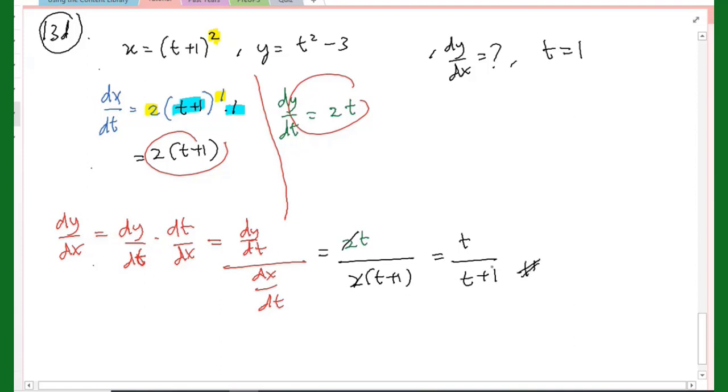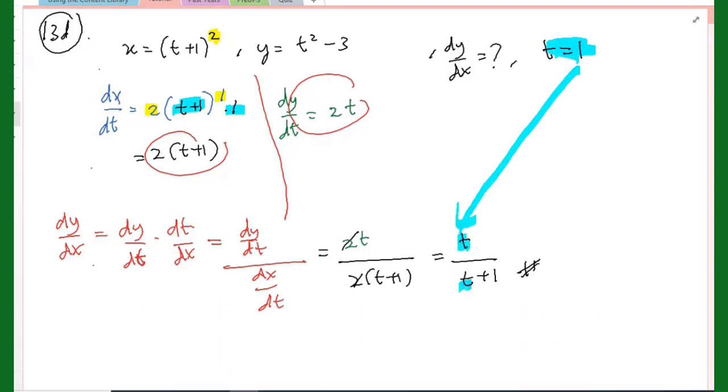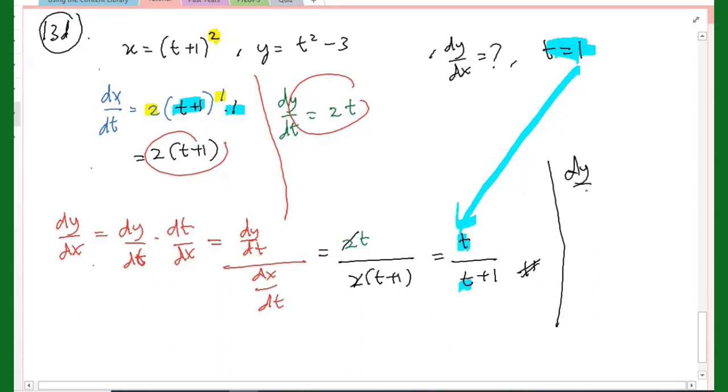And that is dy/dx. Okay, simple, very simple. Then when t is equal to 1, substitute. Substituting, we get dy/dx is equal to 1 over 1 plus 1, which is equal to 1 over 2. Done for 13d.